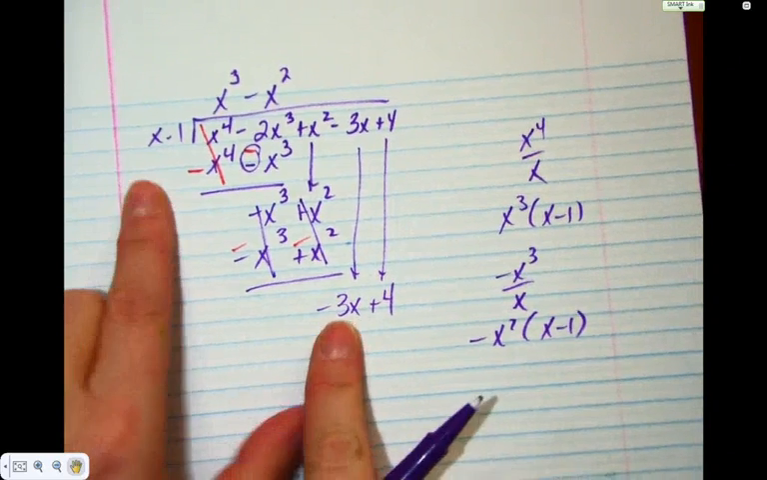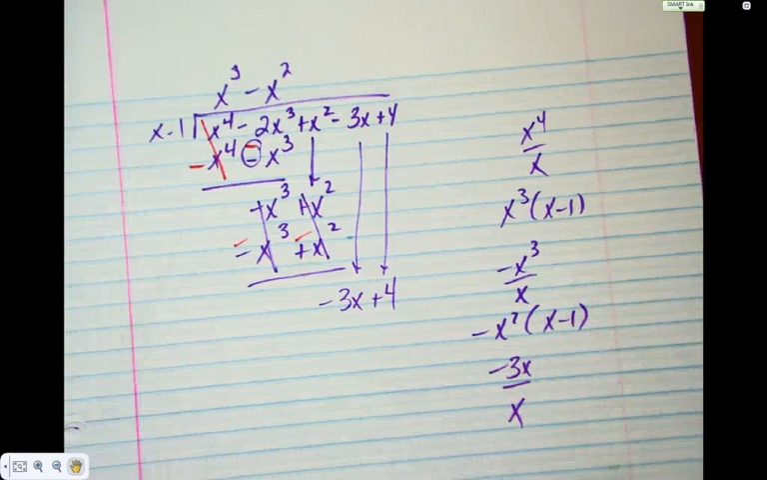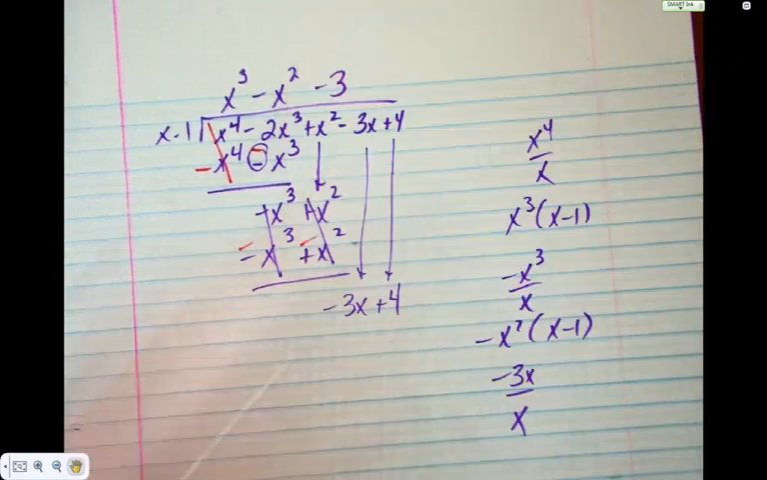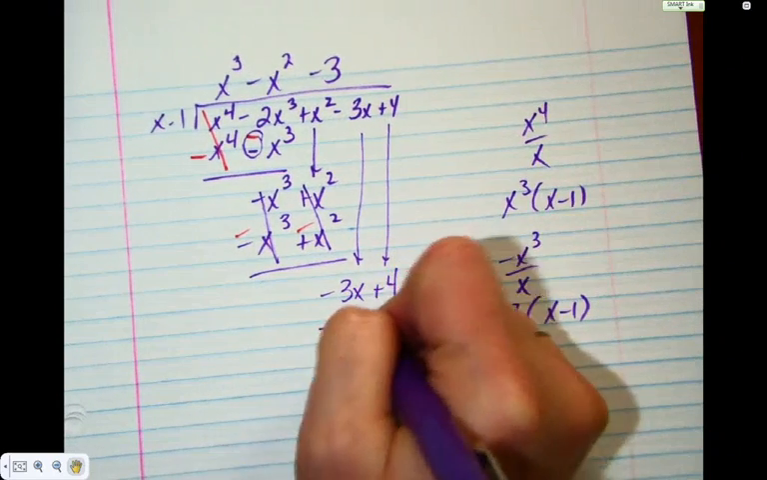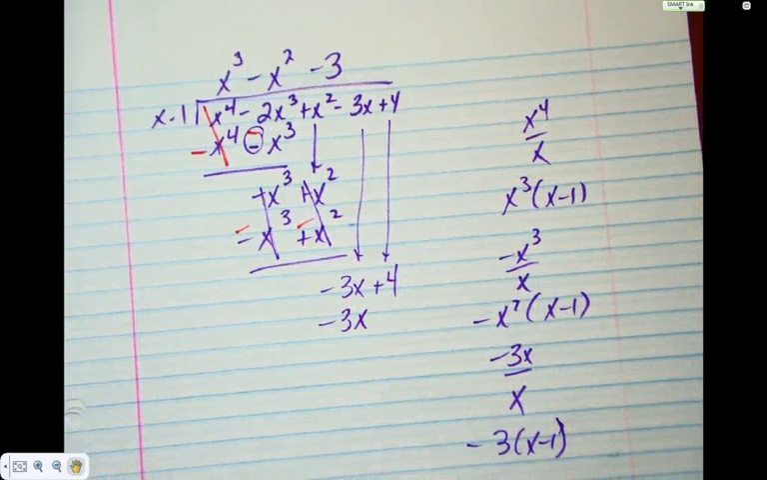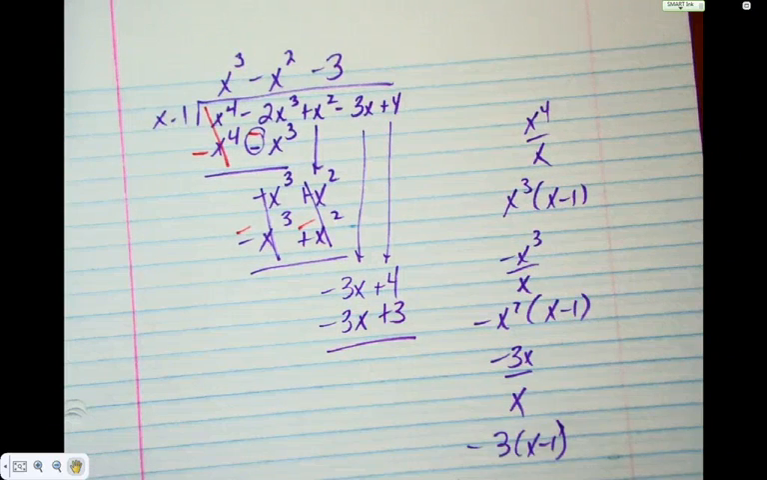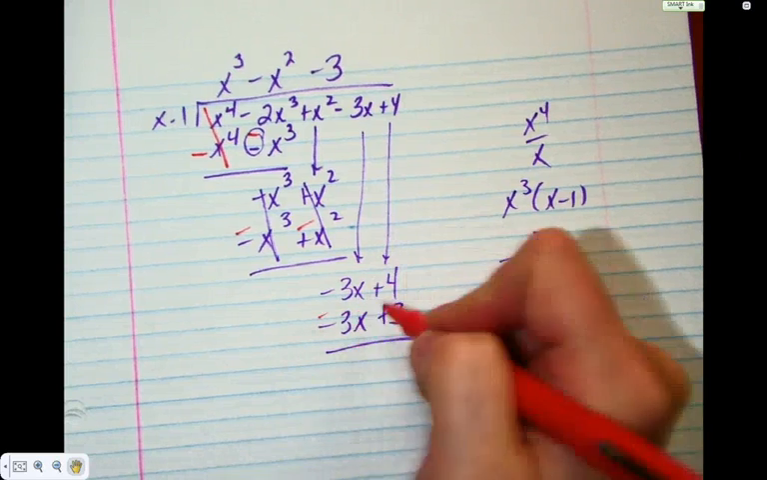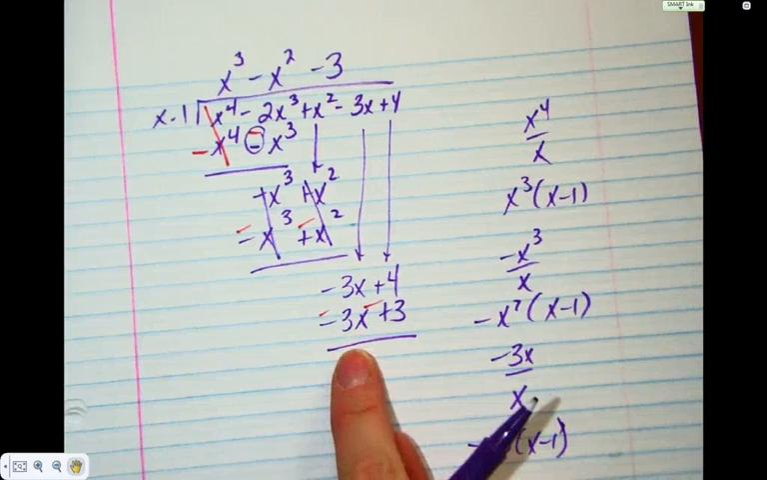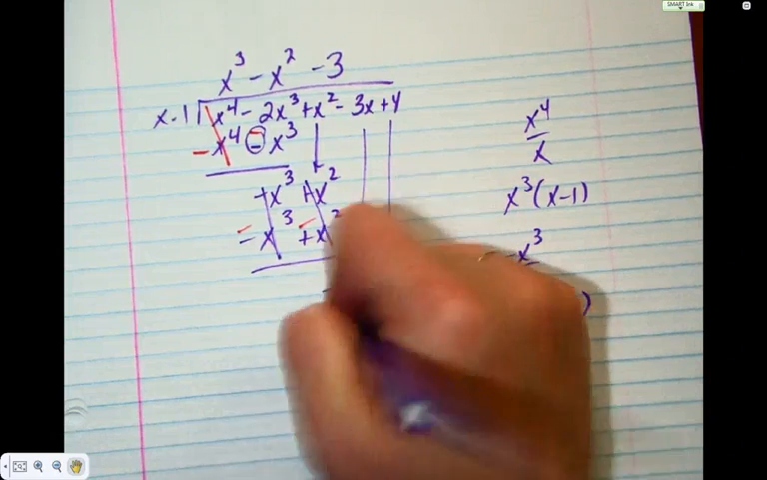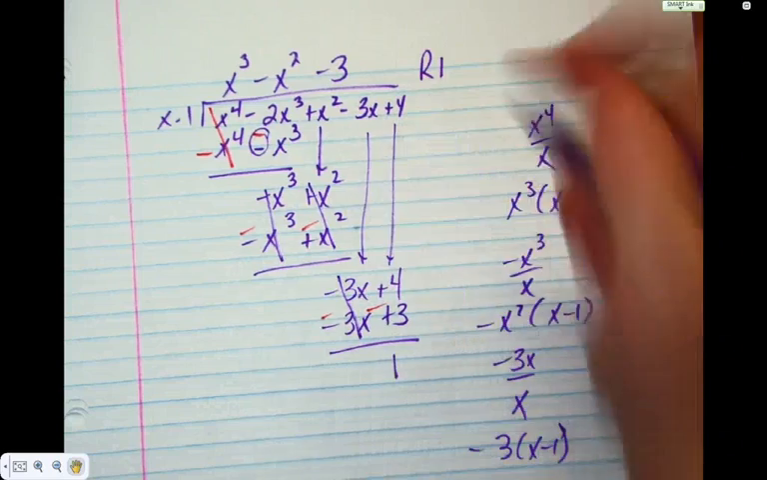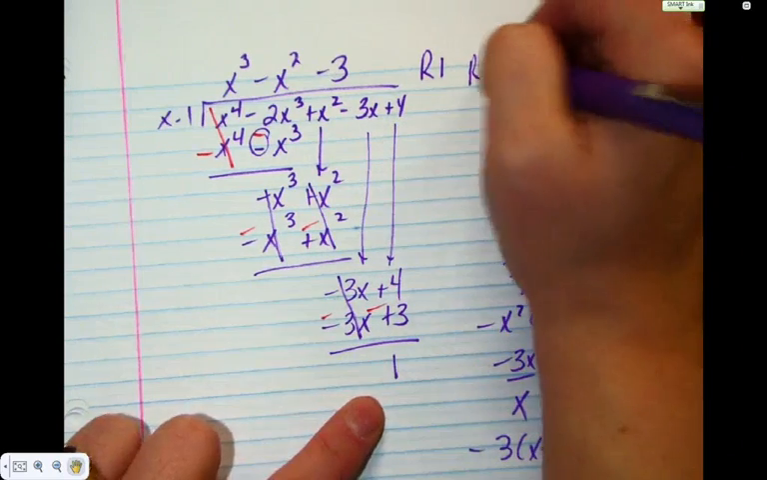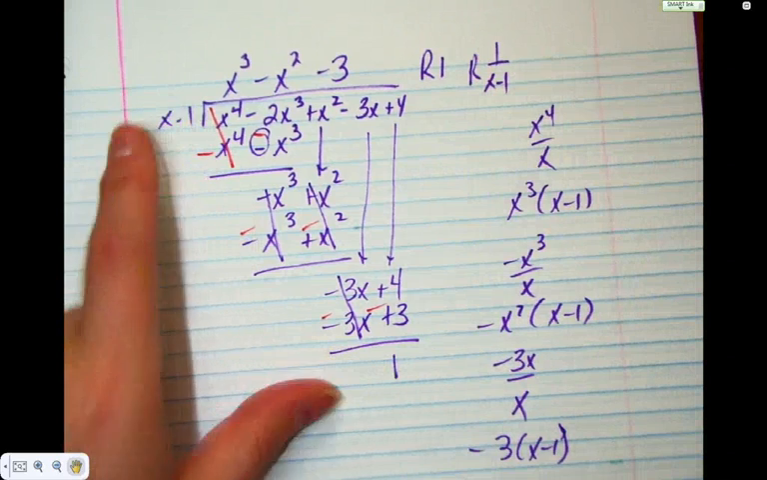Repeat the process again. So negative 3x divide by x. Negative 3 times x minus 1. Now I'm going to negative 3x cubed plus 3x cubed. And then 4 minus 3. And I'm out of numbers, so now what do I do? Just becomes a remainder. And again, sometimes they'll put remainder 1. Sometimes a book will put 1 over x minus 1. So just a fraction out of that.